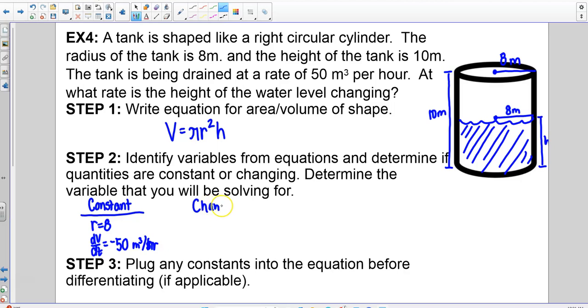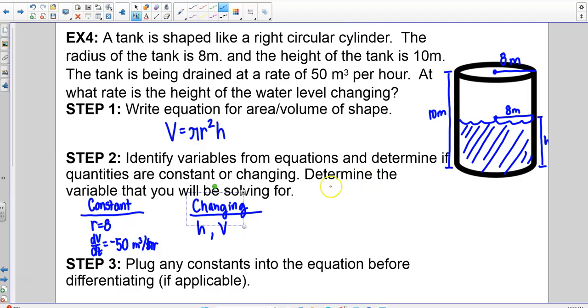Changing: our variable that's changing here is our height. The height of the water is going to change, and volume is also going to change. So you should see all of your variables in your equation, V, r, and h. They should all be here somewhere. They're either over here where they're changing, or over here where they're constant, and we know what they are at all times, not just at an instant, but at all times.